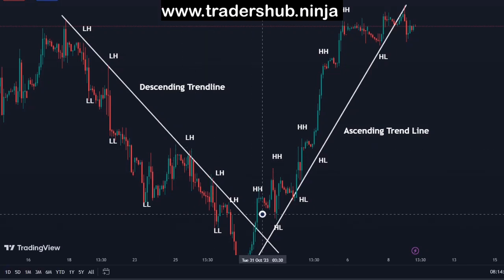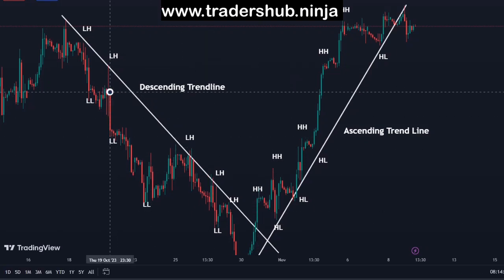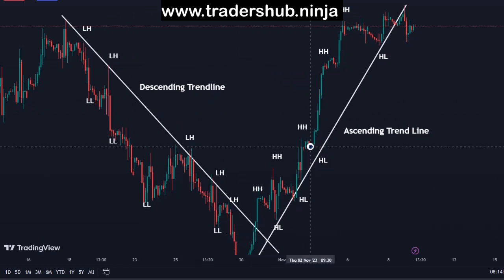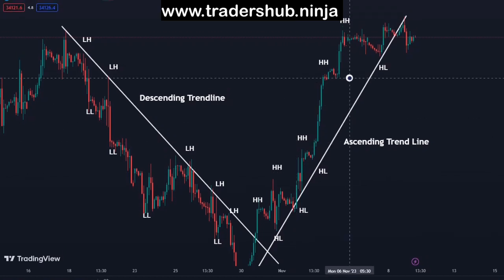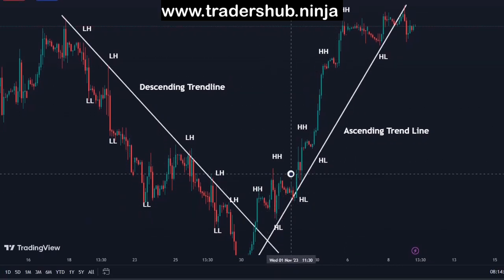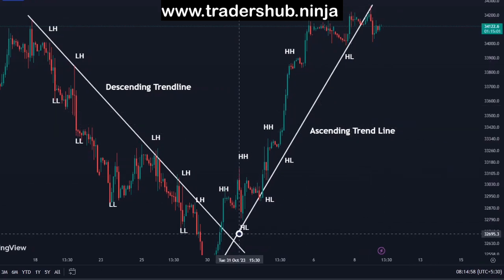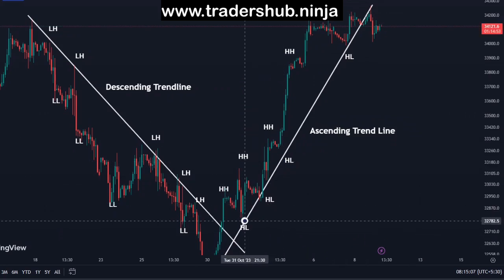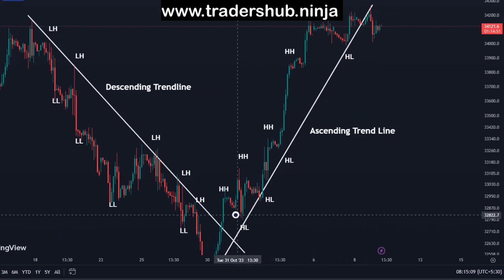Here a trend line breakout happened. Previously it was a downtrend. Now the trend has changed into an uptrend. How do you identify that this particular trend is an uptrend? Here we see higher highs and higher lows. We connect the successive higher lows, and then we get an ascending trend line. This ascending trend line will act as a support. So we take a buy entry when the market touches this ascending trend line.